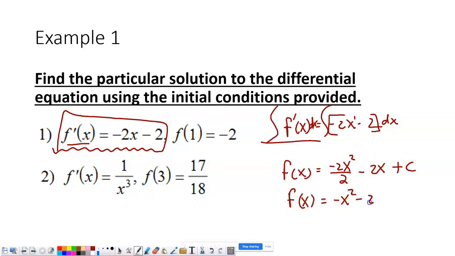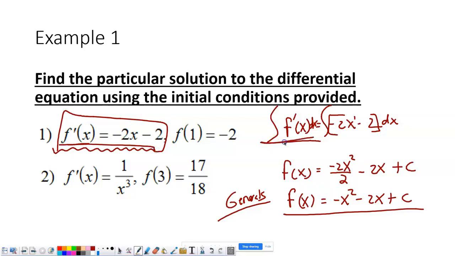Now, some of you guys may be wondering why I didn't put a plus c on this side. You don't need to. It wouldn't change anything if you did. So you don't need to. Just put it on one side. So this is what we call the general solution. So how do you find a general solution? You take your differential equation and you integrate it.